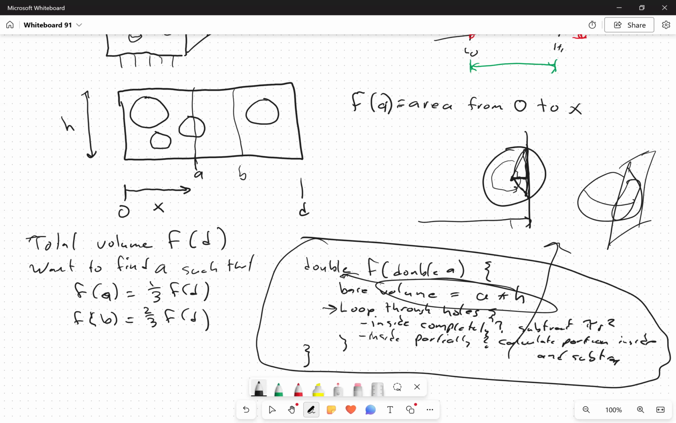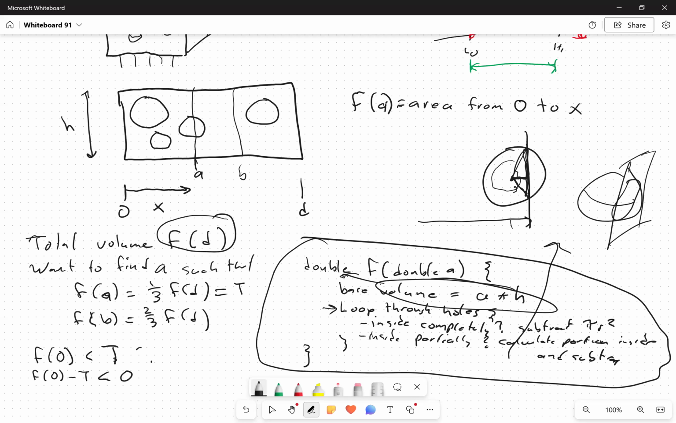If I wanted to find where f of A was 1/3 f of D, I would go ahead, I would calculate f of D, and then I would say, I know that f at 0 is less than 1/3 f of d. Okay, in other words, the function that I want is f at 0 minus 1/3 f of d. So let's just call this thing the target. So let's call this target t. So if I want to say f at 0 is less than t, it's the same thing as f of t is less than 0.